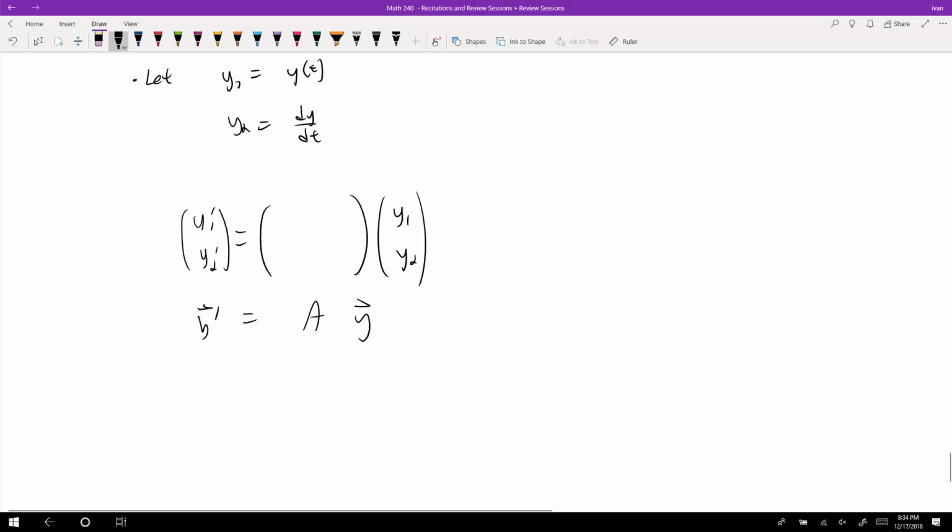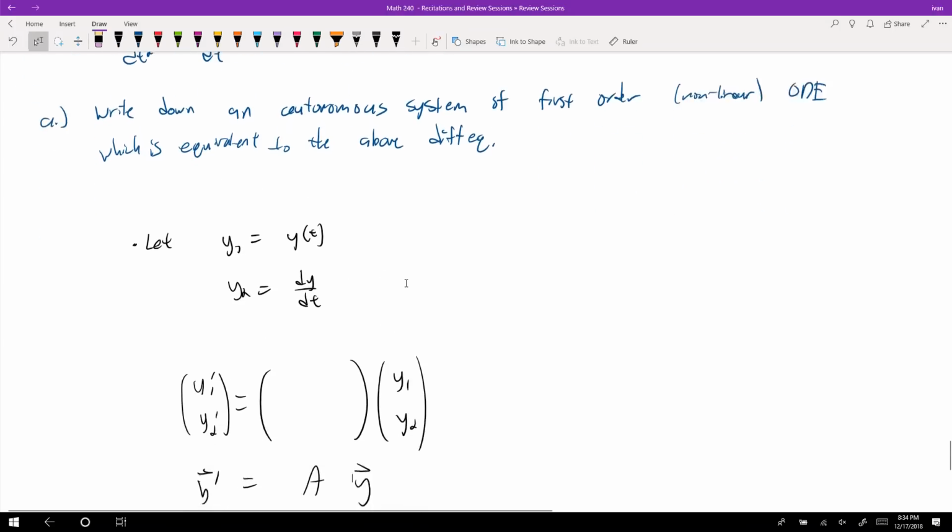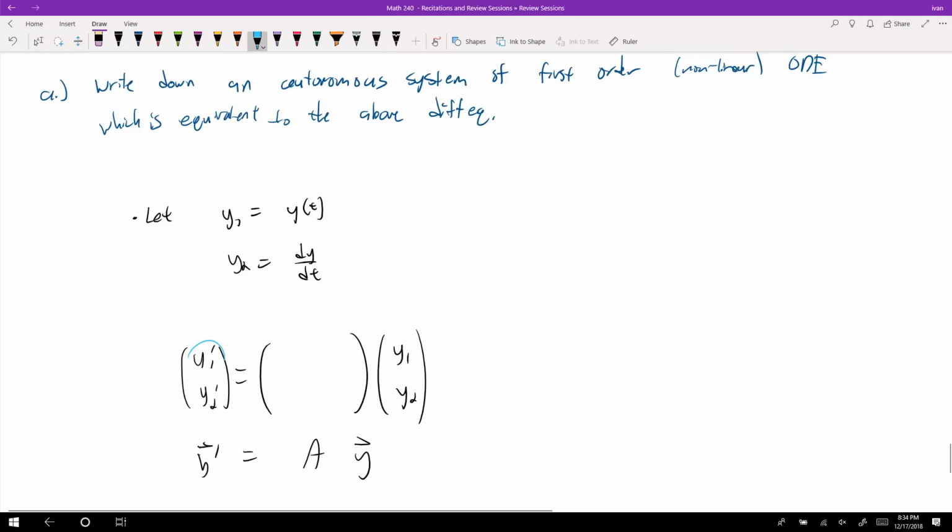So you always start off like this: you let y1 equal y, and y2 equal the derivative. Now, what are we interested in? We want to find y1 prime and y2 prime. So y1 prime is just dy/dt, because I'm literally taking the derivative of this with respect to t. But what is dy/dt? It's y2.